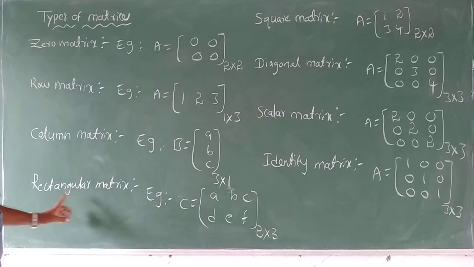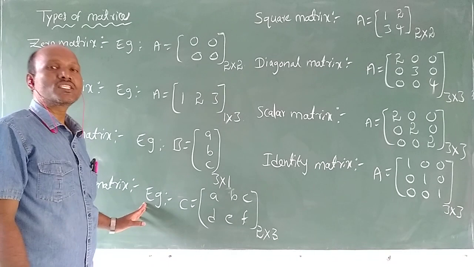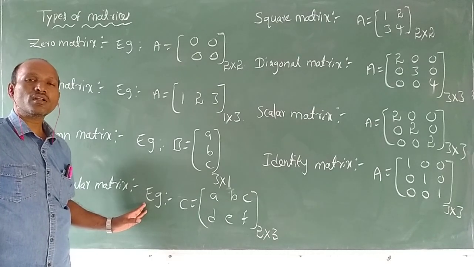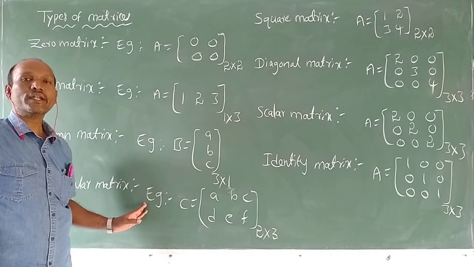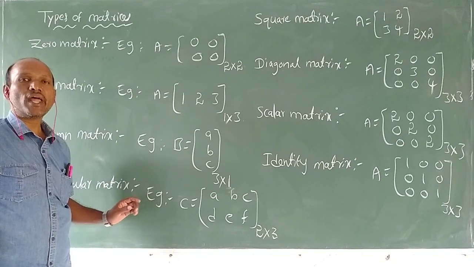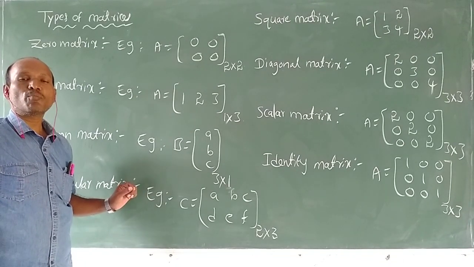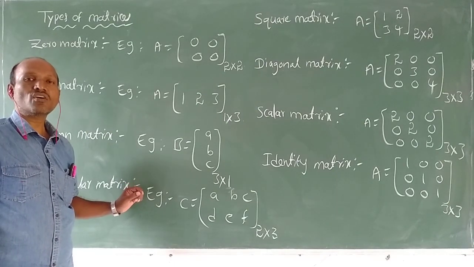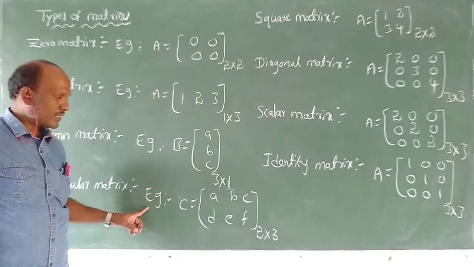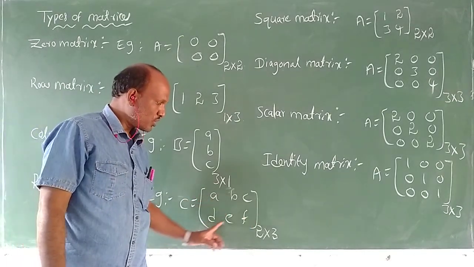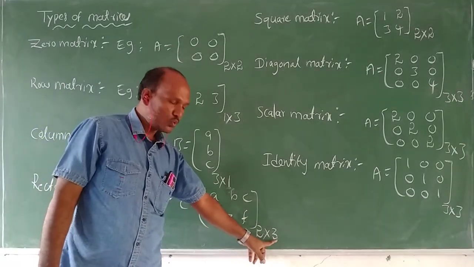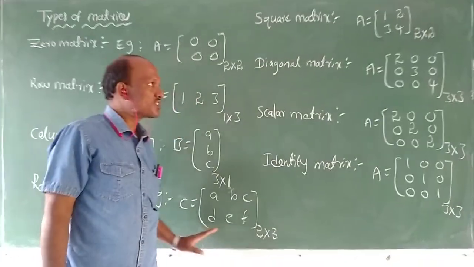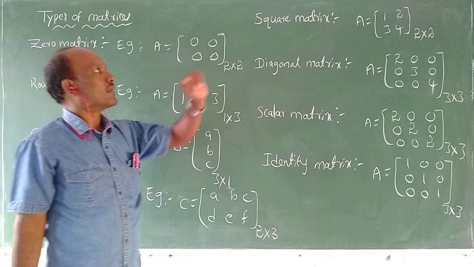Rectangular matrix. A matrix in which the number of rows is not equal to the number of columns is called a rectangular matrix. Here, 2 rows, 3 columns. 2 is not equal to 3. The number of rows is not equal to the number of columns, so it is called a rectangular matrix.